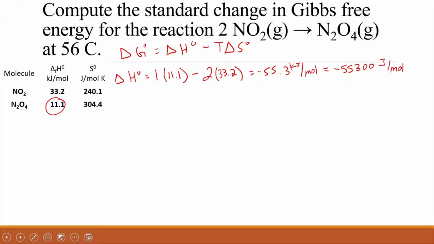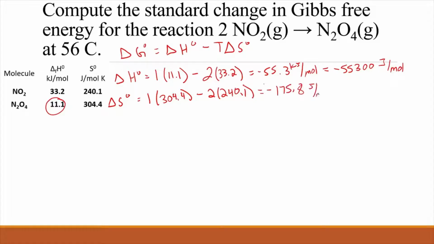Okay, and now delta S. Same type of thing. We have 1 times N2O4, which is 304.4, minus 2 times 240.1. And this gives us negative 175.8, and these are joules per mole Kelvin.